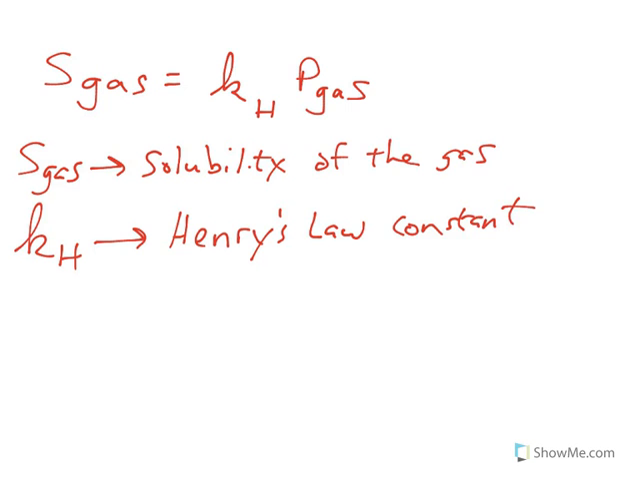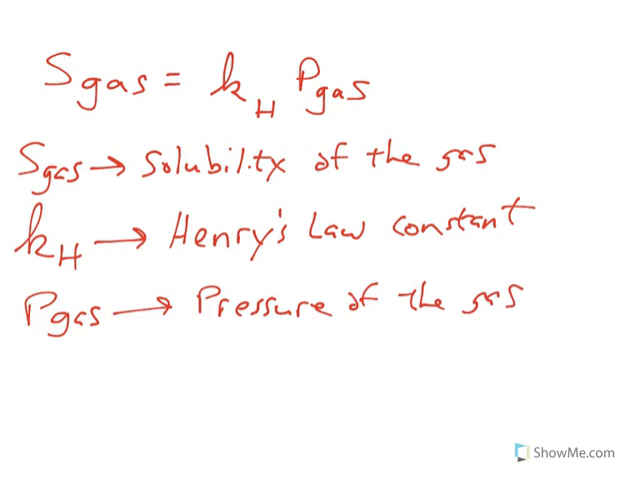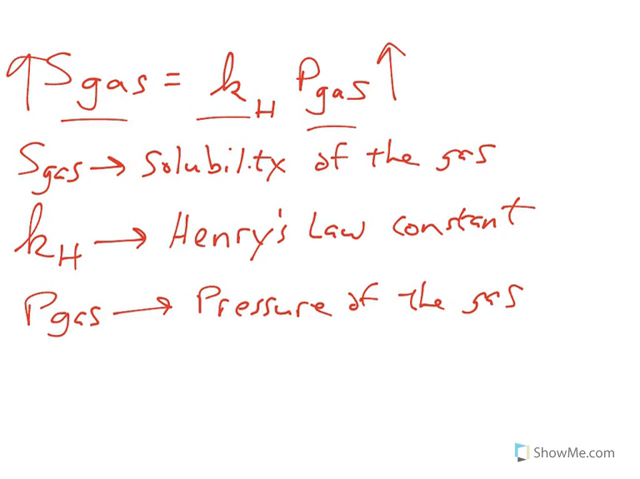All right, and then there's the P gas, which is the pressure of the gas. All right, so as of course we increase the pressure, we'd expect the solubility to increase, and that can easily be calculated, just a three-component equation. All right, so if you're given the pressure and you're given the Henry's law constant, you can simply multiply them together to calculate the solubility.